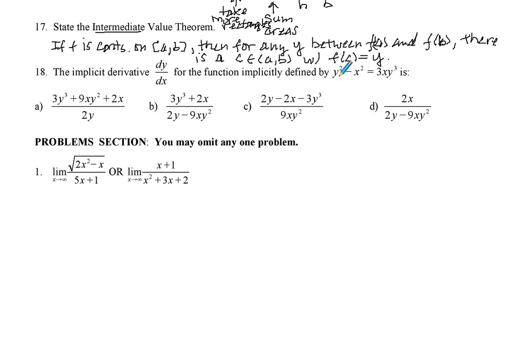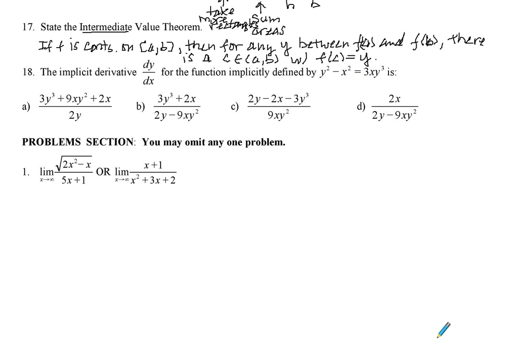Okay, here we got implicit derivative. So remember here, y is a function. And let's differentiate this and see which answer we get here. So remember, you start with, let me move this over a little bit here. You start with the two functions here and then differentiate both sides. So we got y squared minus x squared equals 3xy.